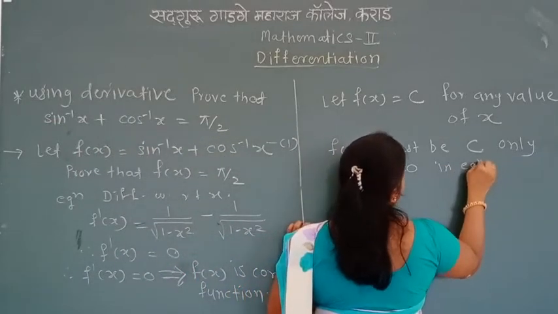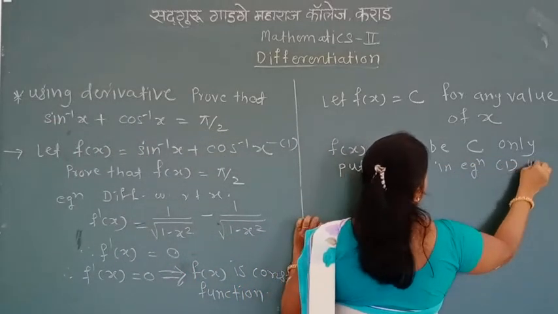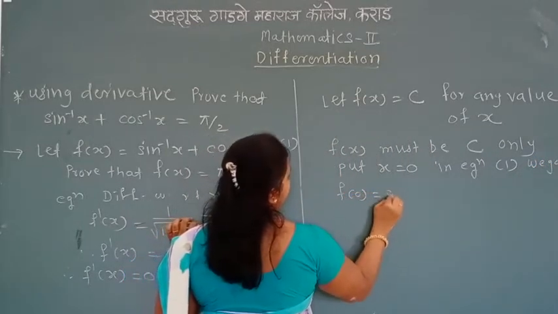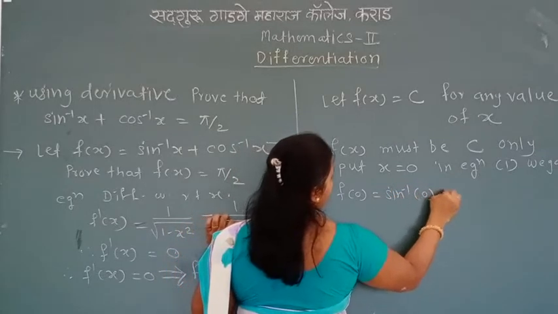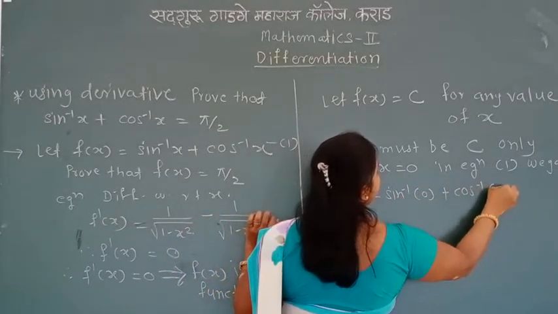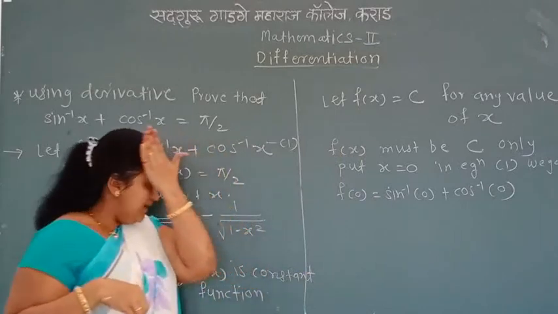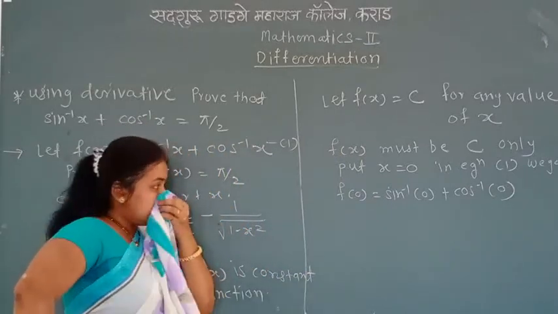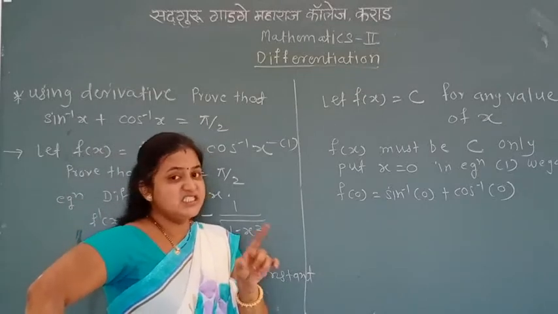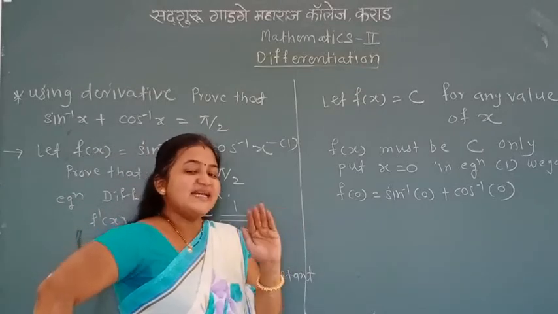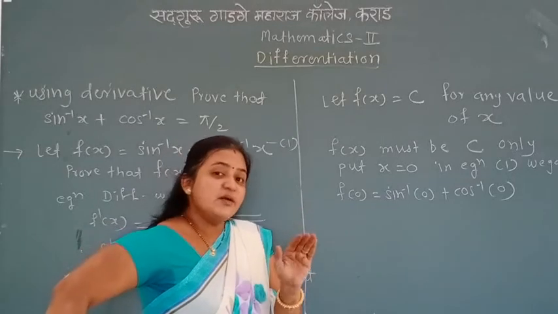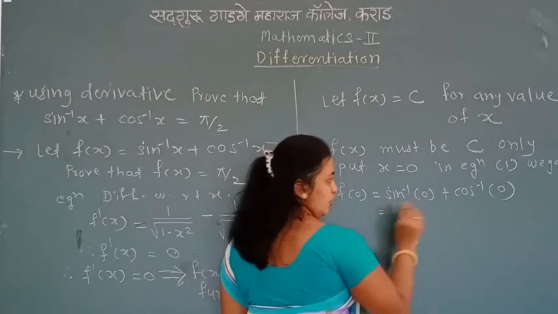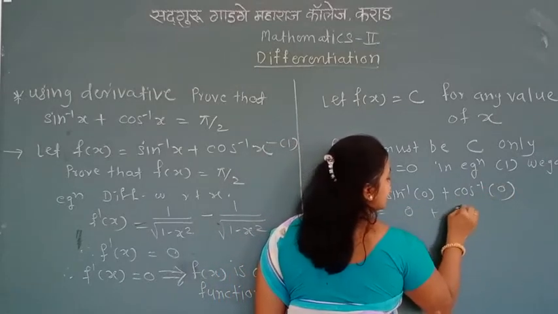In equation 1 we get f of 0 is equal to sine inverse of 0 plus cos inverse of 0. So sine की वैल्यू कौन से एंगल में 0 होती है? Which is 0. And cos की वैल्यू कौन से एंगल में 0 आती है? Which is pi by 2. चेक करो, sin 0 is 0, cos pi by 2 is 0. So यहाँ पे sin inverse of 0 is 0, cos inverse of 0 which is pi by 2.